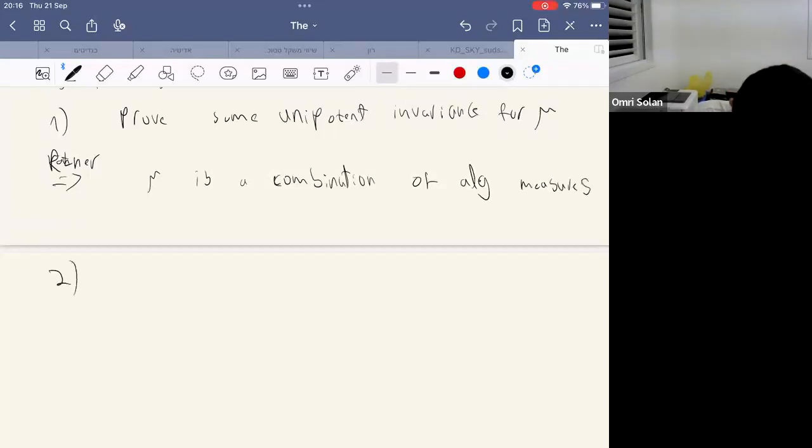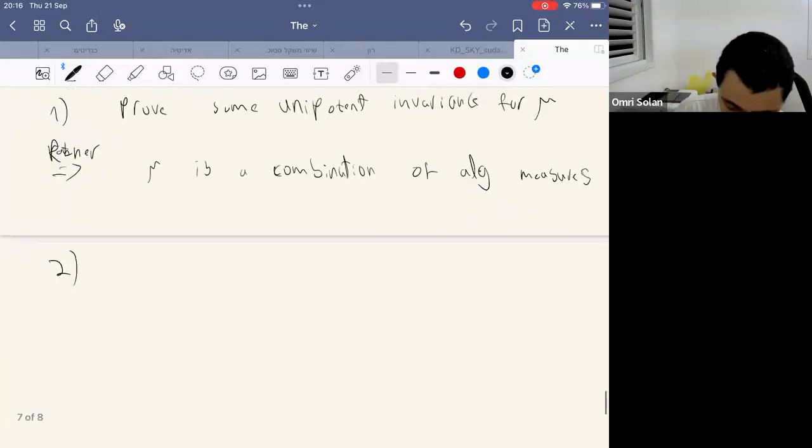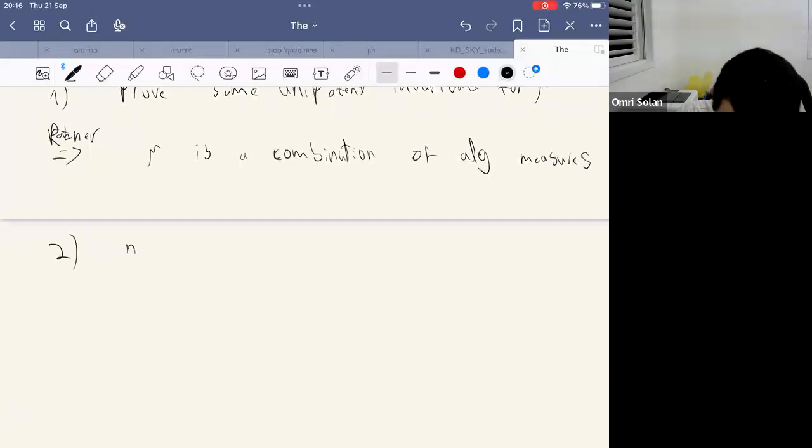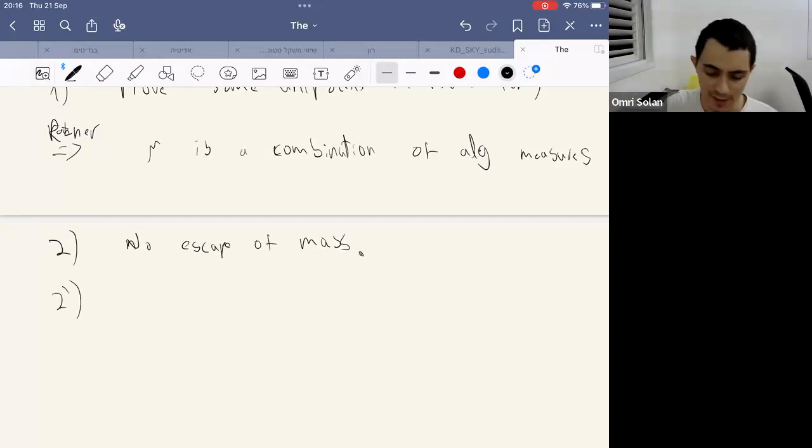And now we have two. We want to prove that there is no escape of mass. It could be that somehow some mass escapes to infinity. And so the second thing we need to prove is that there is no escape of mass. And the third thing, which in our proof was very similar, so I call it 2' because I want to advertise that these are very similar problems.